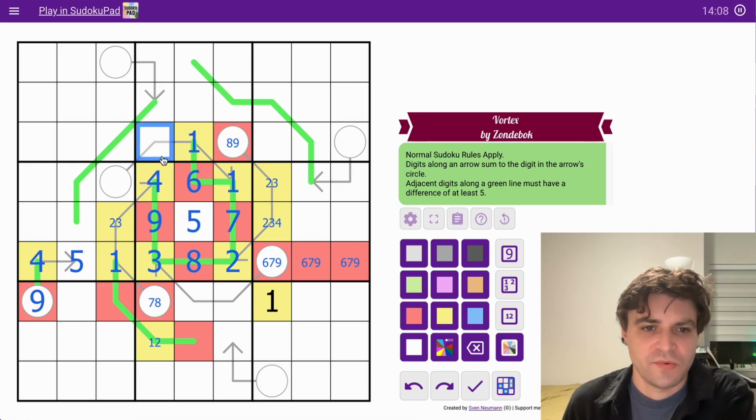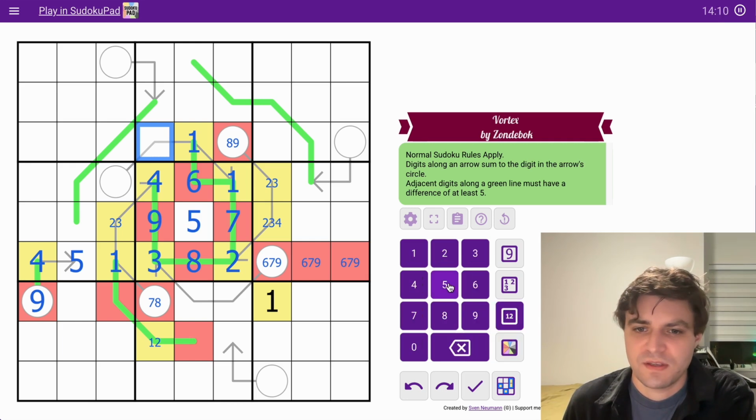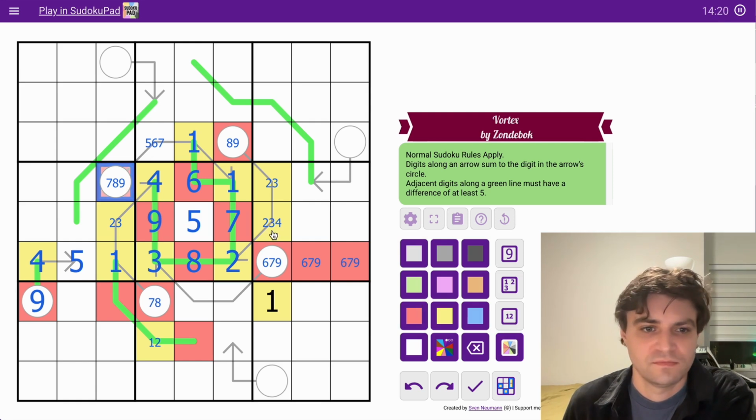I think then so is 6 and so is 7. If this can be 5, 6, or 7, what that's going to make this is 7, 8, or 9. And I think that's all allowed. This is now going to be a red cell.